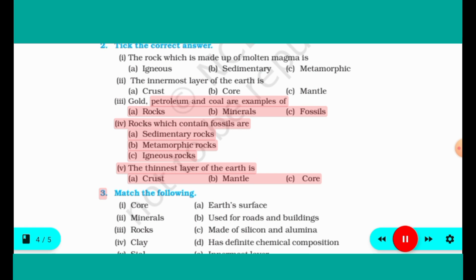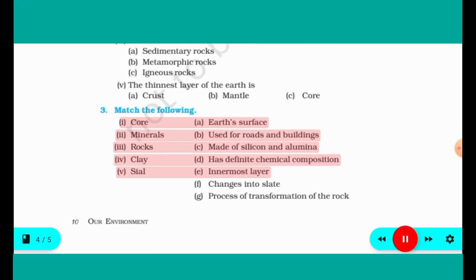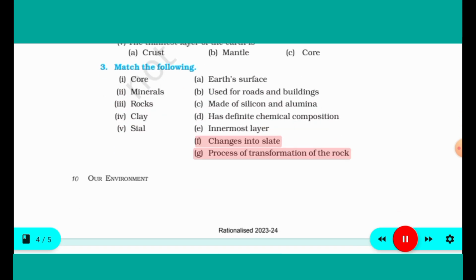3. Match the following. I. Core, A. Earth's surface. II. Minerals, B. Used for roads and buildings. III. Rocks, C. Made of silica and alumina. IV. Clay, D. Has definite chemical composition. V. Sial, E. Innermost layer. F. Changes into slate. G. Process of transformation of the rock.